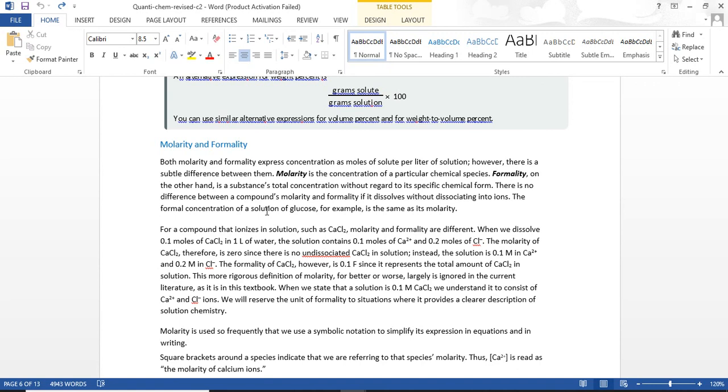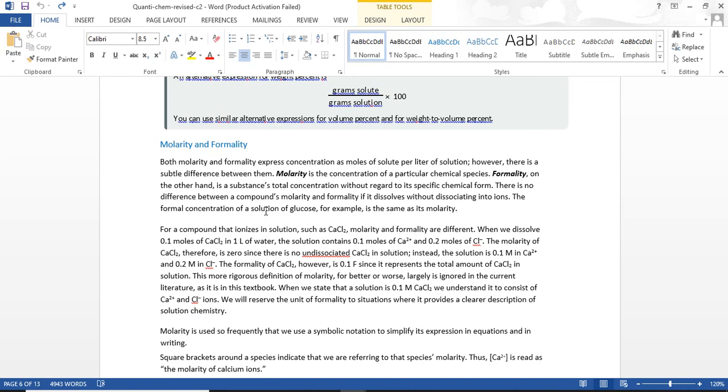It's either gaseous or liquid, mind you. There is no difference between a compound's molarity and formality if it dissolves without dissociating into ions. The formal concentration of a solution of glucose, for example, is the same as its molarity. For a compound that is ionized in a solution, such as calcium chloride, molarity and formality are different.